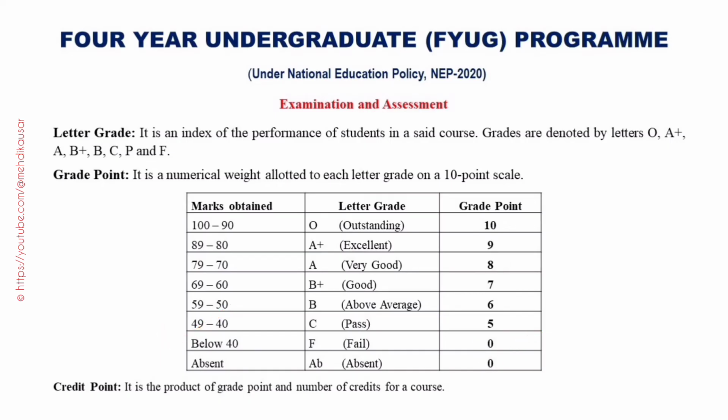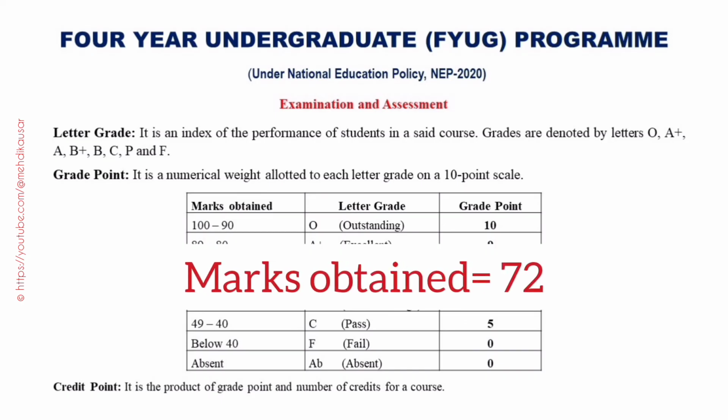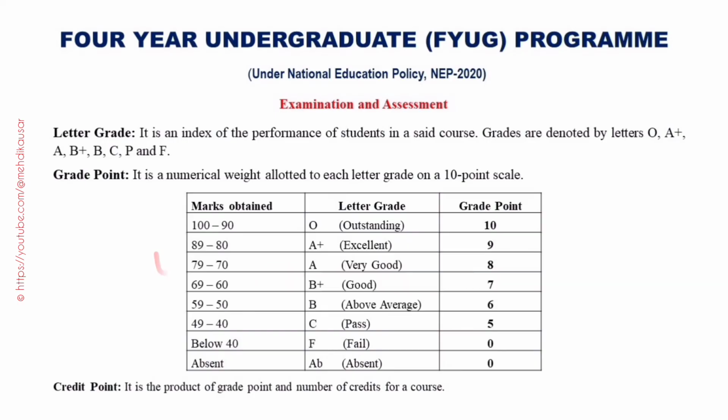For example, if a student secures 72 marks in a paper, then this mark falls in the range 70 to 79, so he or she will get a letter grade of A and the grade point will be 8. Is it clear? I hope so. Now, the grade point of a student in a paper will be converted into credit point. So, what is credit point? Credit point is the product of grade point obtained in a paper and the number of credits for that paper or course.